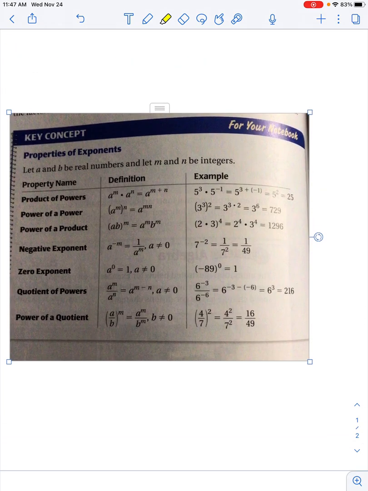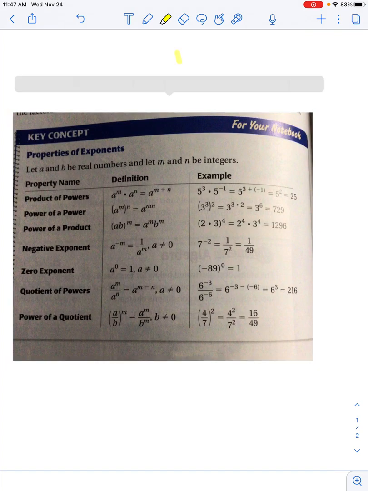So the product of a power is basically if you have the same base, you can add your exponents together. So again, a to the mth power times a to the nth power means I just have to add my exponents. If I have a power raised to another power, like m and n here, then you end up multiplying them.